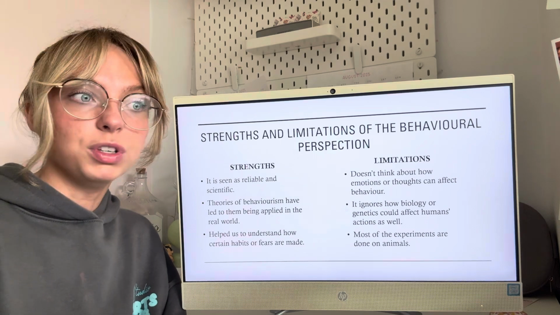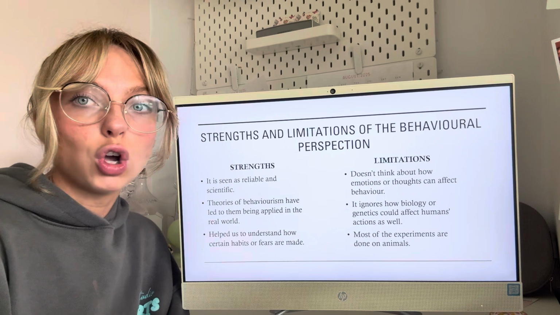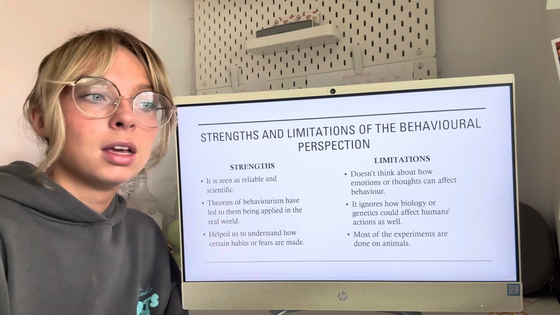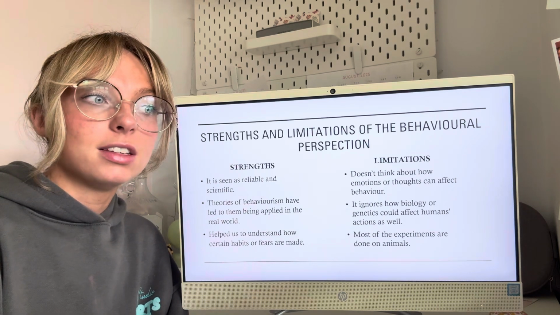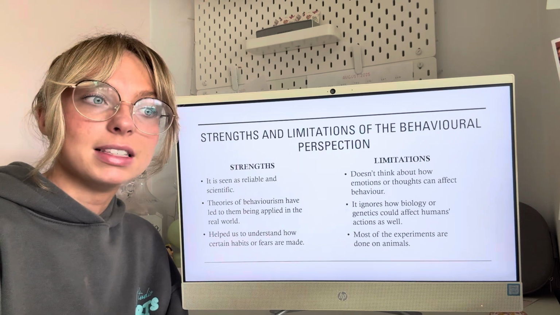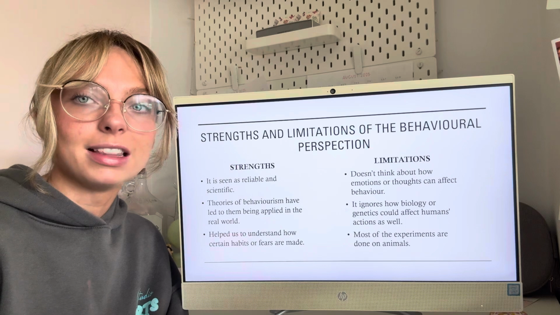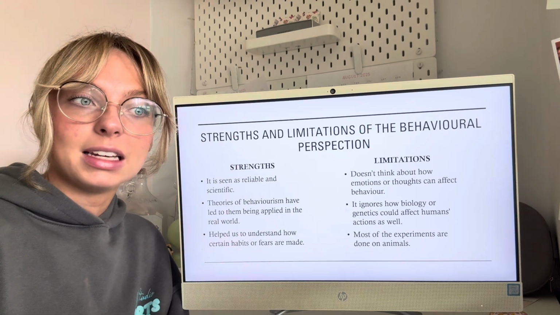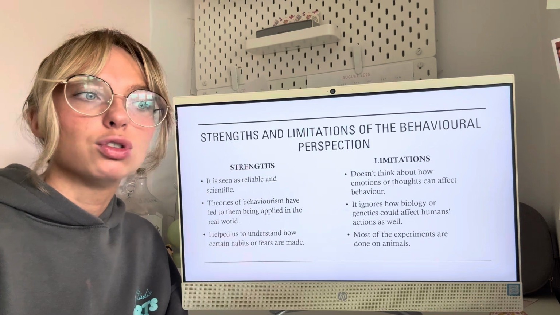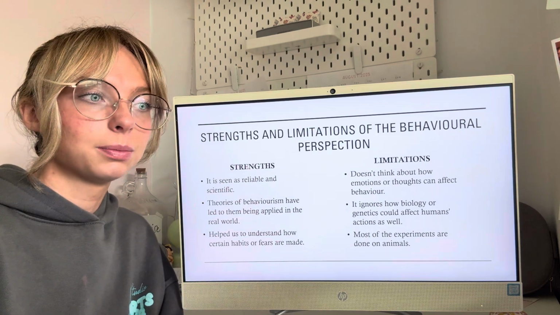Even though the behavioural perspective has its strengths, it also has its limitations, such as not contemplating how emotions or thoughts can affect behaviour as well. This perspective centres around behaviour is learned through experiences and the environment, but it ignores how biological or genetics could affect this too. Finally, most of the experiments within this perspective are done on animals, which cannot give a true representation of how humans would behave in these situations.